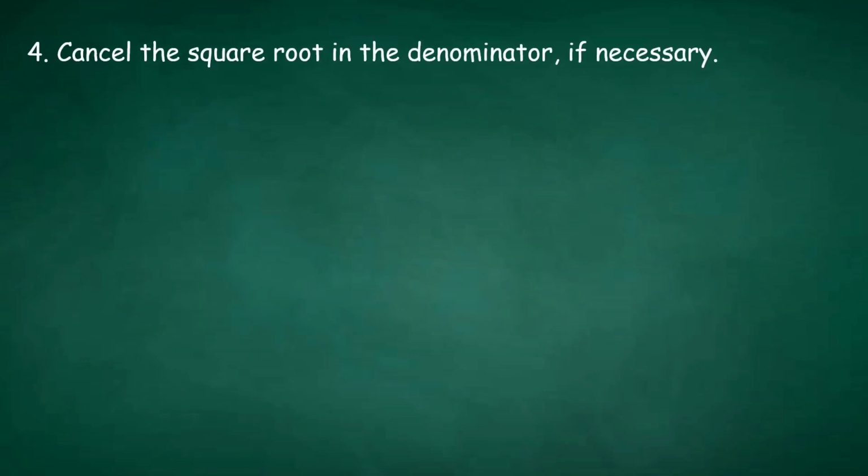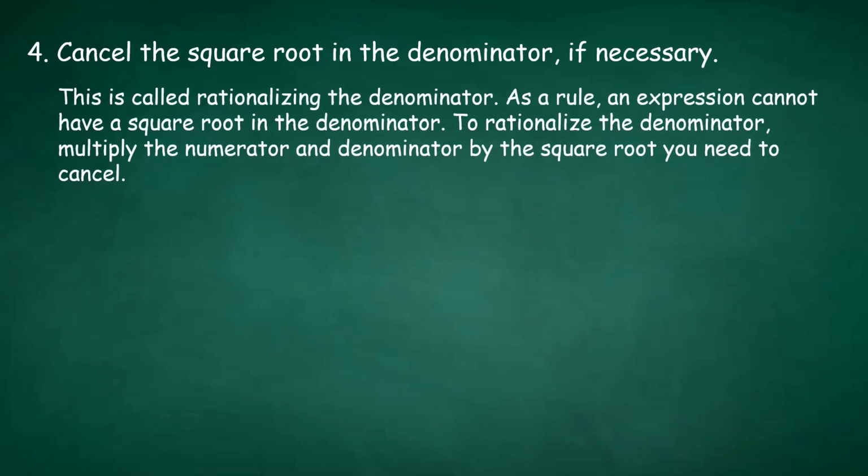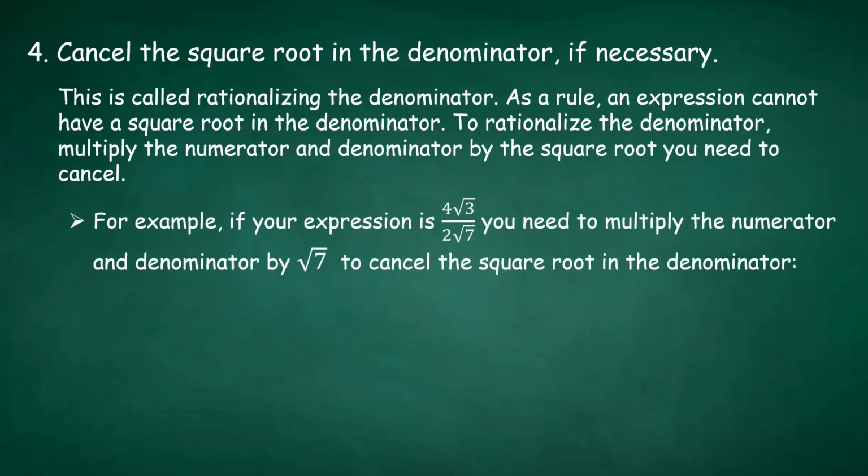4. Cancel the square root in the denominator, if necessary. This is called rationalizing the denominator. As a rule, an expression cannot have a square root in the denominator. To rationalize the denominator, multiply the numerator and denominator by the square root you need to cancel. For example, if your expression is 4 square root of 3 over 2 square root of 7, you need to multiply the numerator and denominator by square root of 7 to cancel the square root in the denominator.